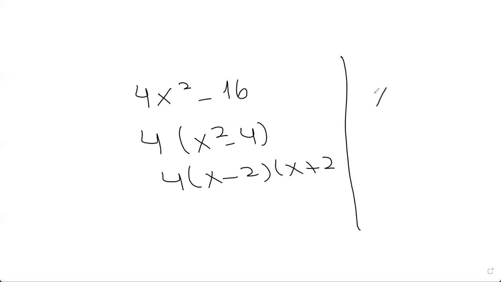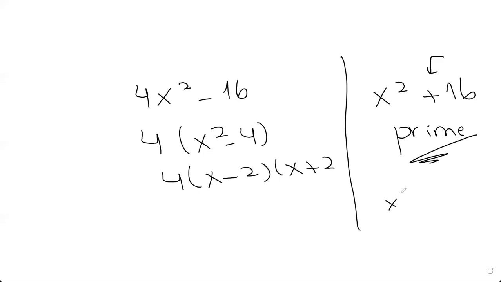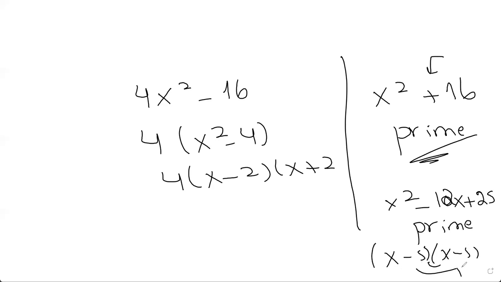What if I told you to factor x squared plus 16? That's prime. Prime means we don't have any factorization for this because we don't have minus in the middle. What if I told you x squared minus 12x plus 25? That's also prime, because if I want to factor it, x minus 5 and x minus 5, the middle term will give us 10x because it's 5 and 5, which is not 12. So this is also prime.